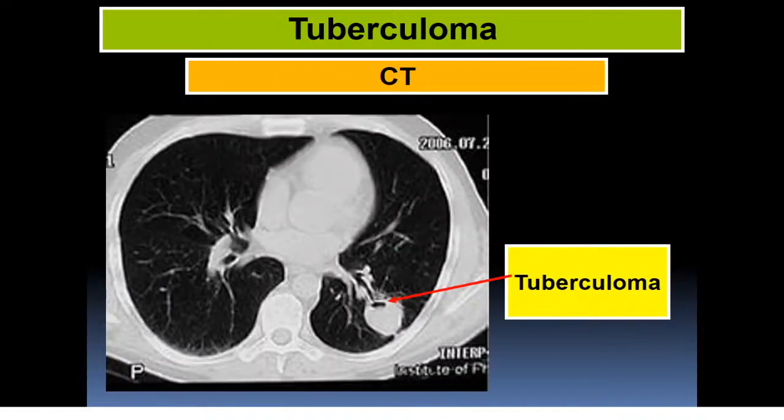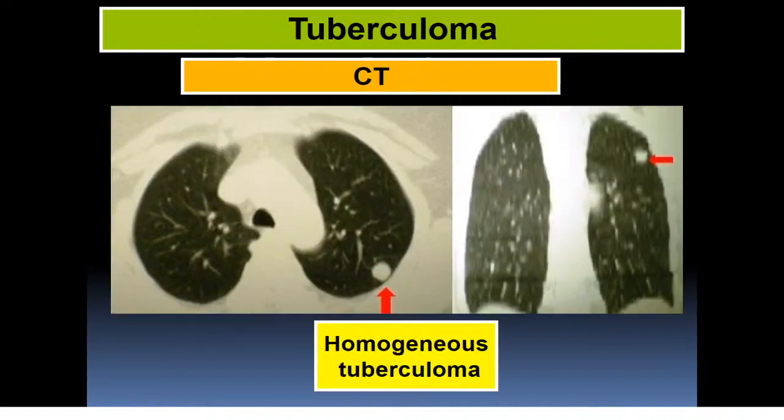On this CT scan, we can see a round formation. This is tuberculoma with lightening inside. That's why this is tuberculoma in the stage of destruction. And you can see this tuberculoma connected with bronchus. On the next CT scan, we can see homogeneous tuberculoma also.